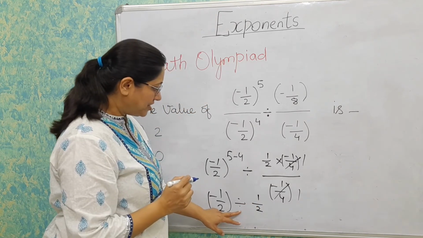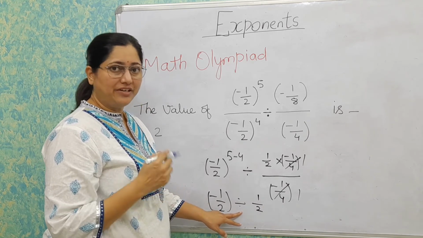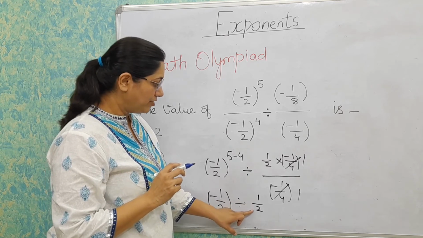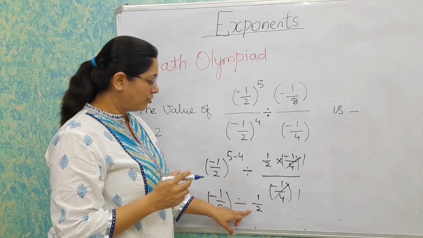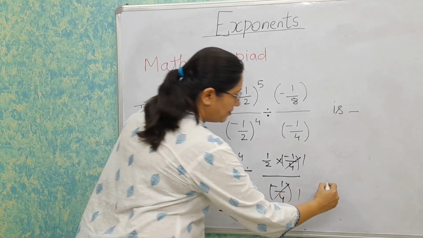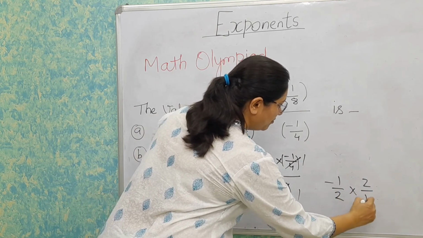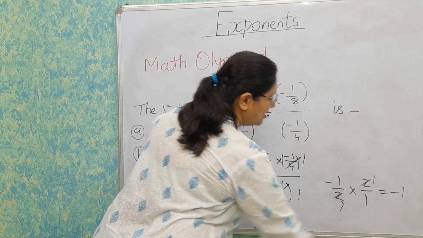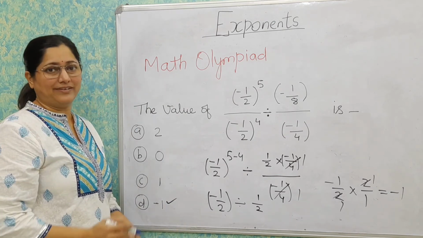Now there is a division sign in between these two numbers, and I can change this division sign into multiplication sign, but for that I have to change the order of the second number. Instead of 1 upon 2, I have to reverse the order and I can write it as 2 upon 1. So first I will write minus 1 upon 2 multiplied by 2 upon 1. 2 ones are 2, 2 ones are 2. So our answer is minus 1. So last option is the correct one.